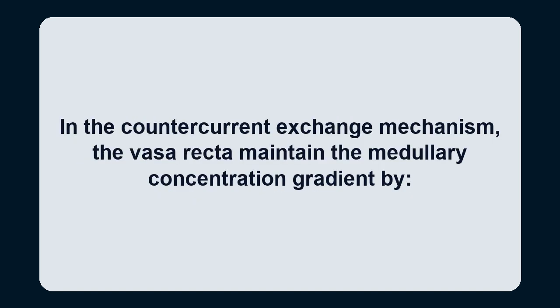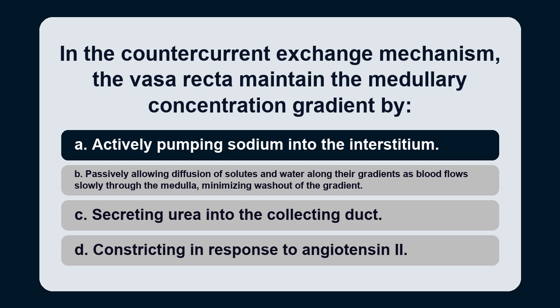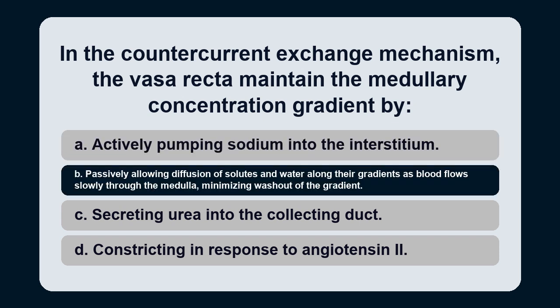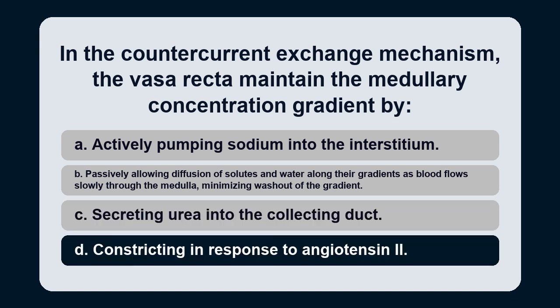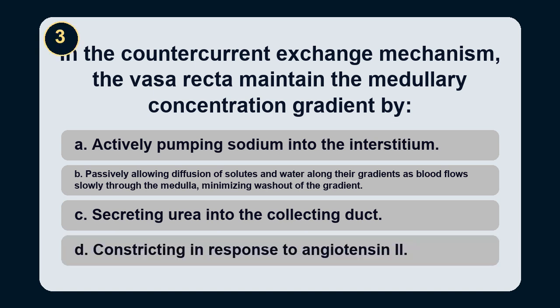Question 2. In the countercurrent exchange mechanism, the vasa recta maintain the medullary concentration gradient by: Option A. Actively pumping sodium into the interstitium. Option B. Passively allowing diffusion of solutes and water along their gradients as blood flows slowly through the medulla, minimizing washout of the gradient. Option C. Secreting urea into the collecting duct. Option D. Constricting in response to angiotensin II.